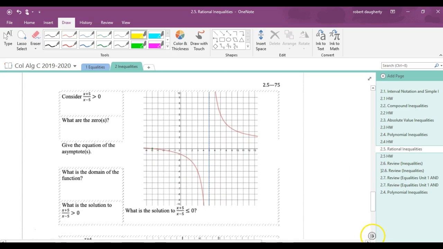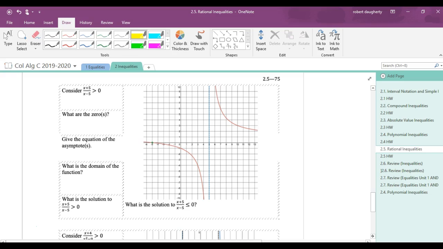So you guys take a look at this one just to make sure we're solid. Do I have one? I have a couple of them here. So you guys take a look at this. I'll pause and I'll work at this in a minute. So you'll find the zeros, and I should make it clear to you where zeros are. The equation of the asymptotes, there might be 1 or 2 or more. The domain of the function, and then the solution to the inequality, okay?